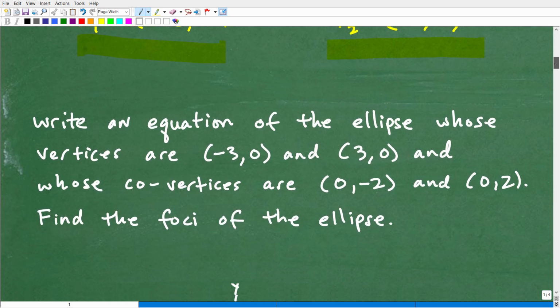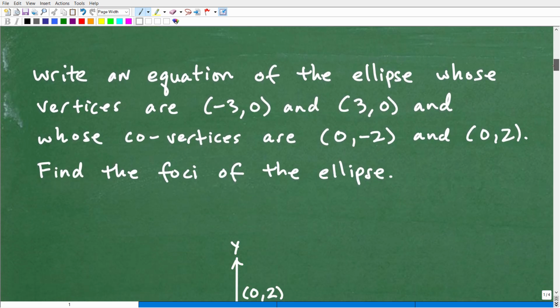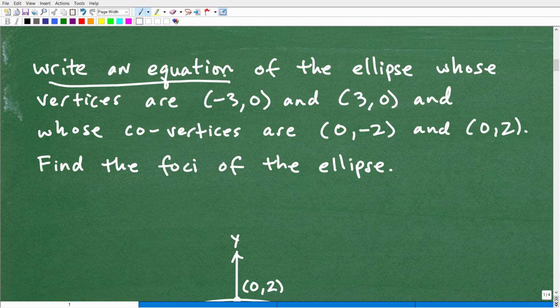All right, so here is the question again. We want to write an equation of this particular ellipse, and we're told that the vertices are at negative 3, 0 and 3, 0, and then the co-vertices are at these coordinates. You don't necessarily have to graph the ellipse because the question's not asking for the graph, but I'm throwing in the graph as well because that's important. You should graph the ellipse even with a question like this so you can visually see what's going on, and we also see the placement of the vertices and co-vertices.